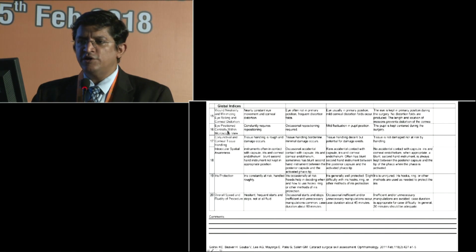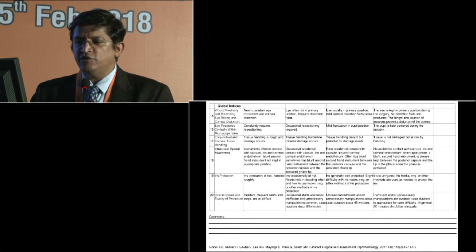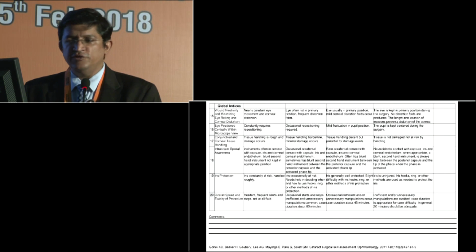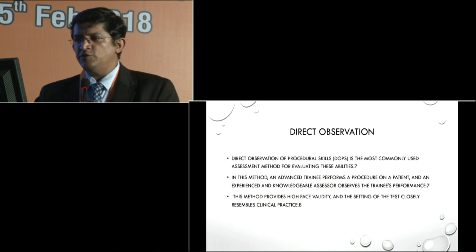What is the wound neutrality? Was the eye positioned centrally when the microscope was being seen? Conjunctival tissue handling. Intraocular spatial awareness, you know how deep or superficial he was going, iris protection, and the overall speed and the fluidity of the procedure. And you rank them based on each of their competency, how they do. They do it like a novice would do or like an advanced expert would do.